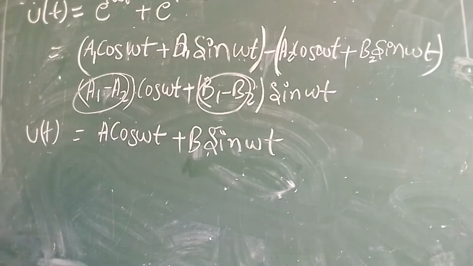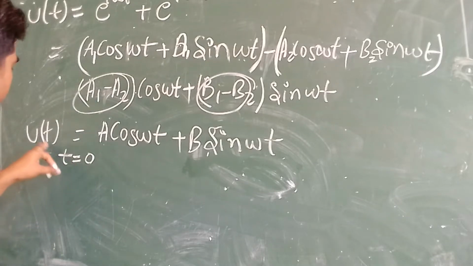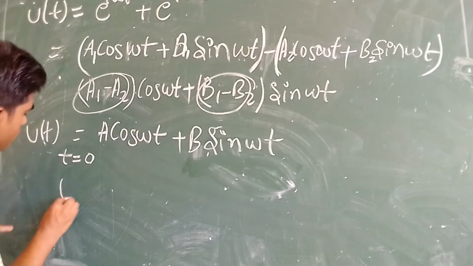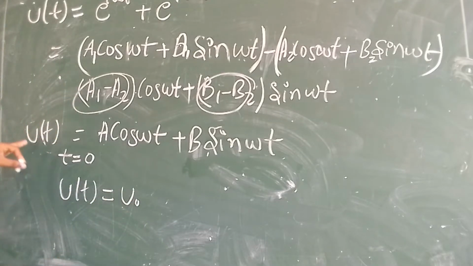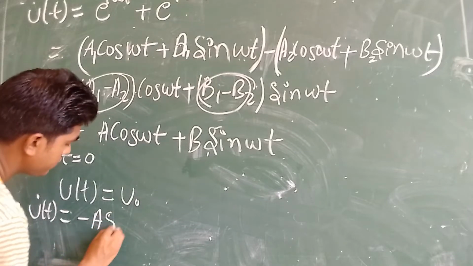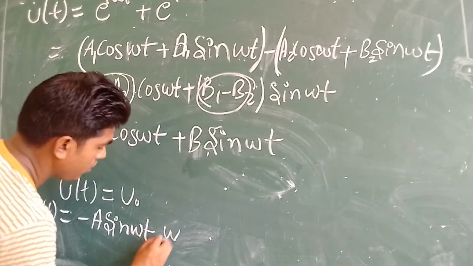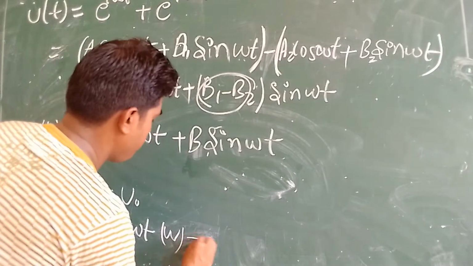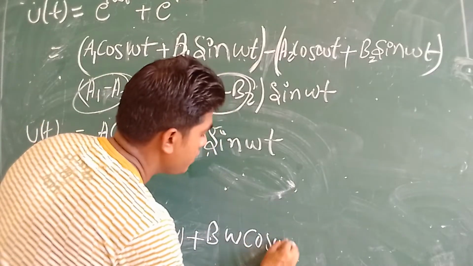So again, just put the value of t equal to 0. You put t equal to 0, you get u(t) equal to u naught. And again differentiate with t. So velocity is equal to minus a sin omega t into omega, plus b omega cos omega t.